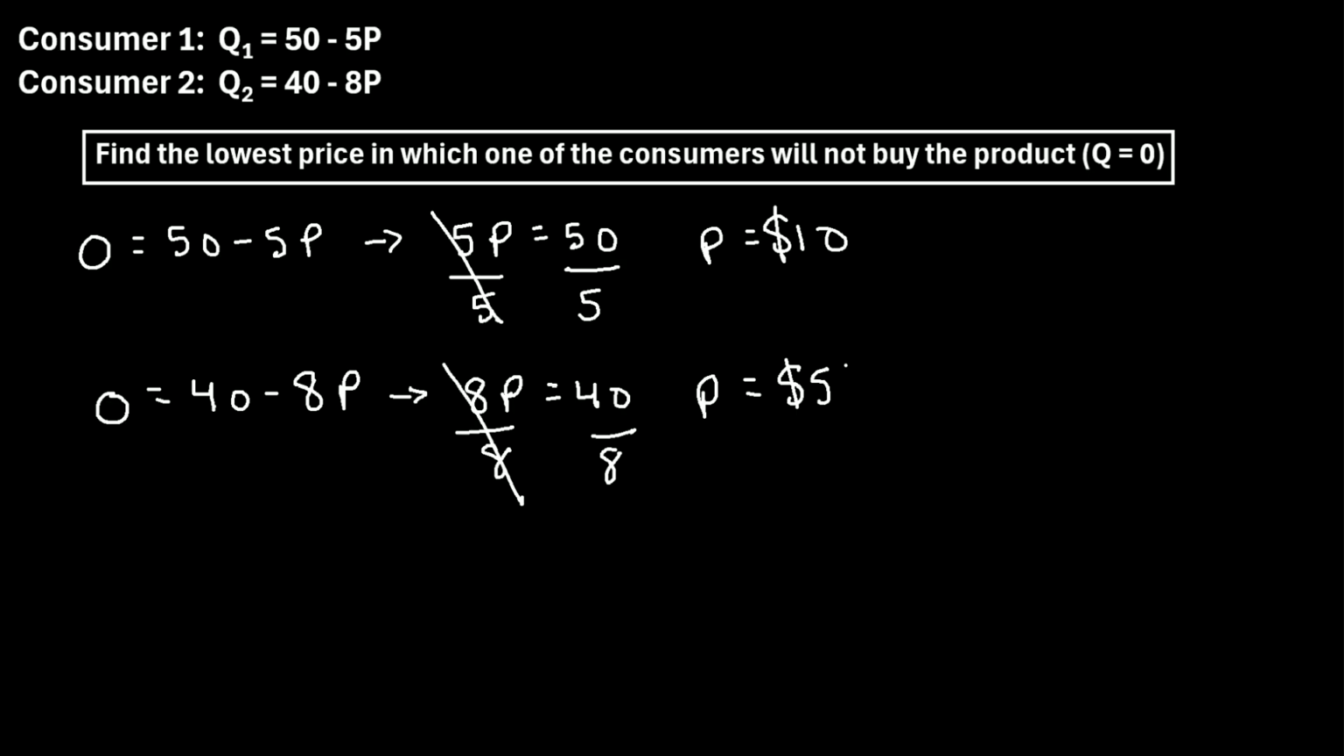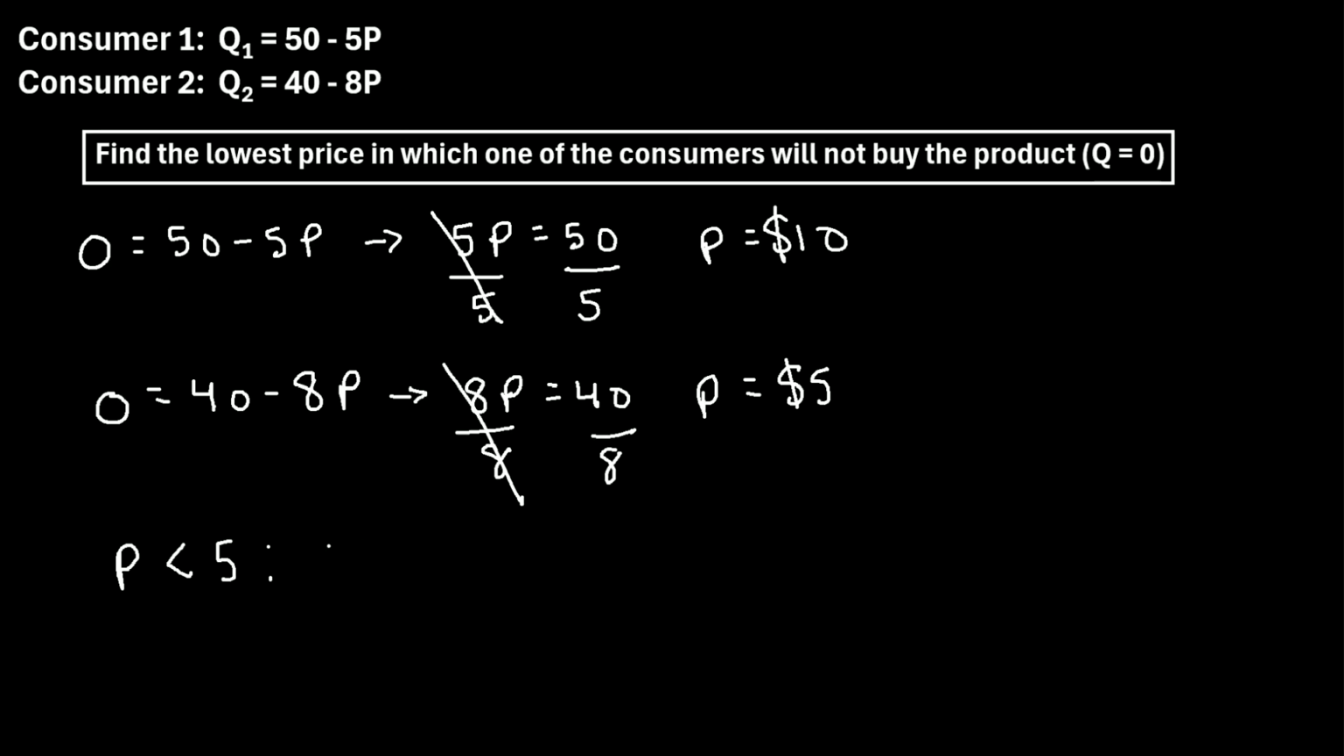So what we're saying is that once the price level of this good hits $5, consumer 2 can no longer be considered in the market demand function because they no longer have a demand for this product when the price is $5 or higher. So for our market demand function, here's what we can say. When the price of the good is less than 5, both consumers are interested in buying a certain quantity of this good.